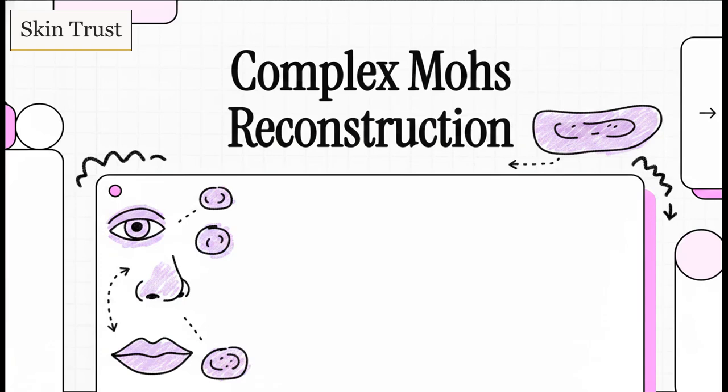A smaller wound near an eyelid, nostril, or lip can be more complex than a broad, shallow wound because function matters more than surface area.